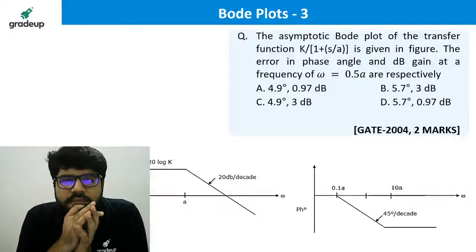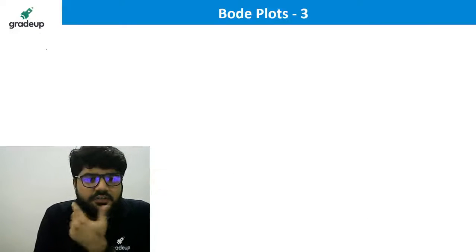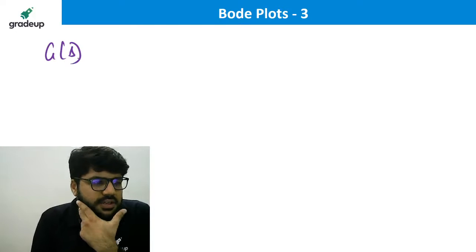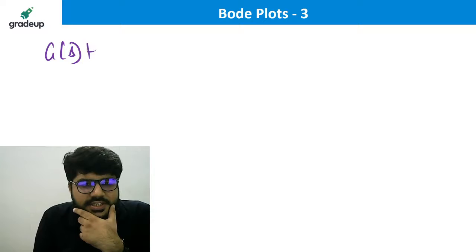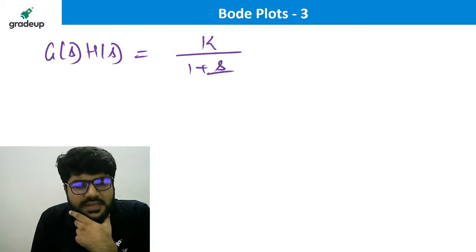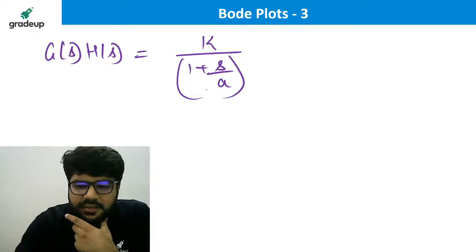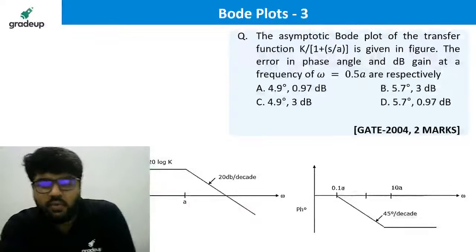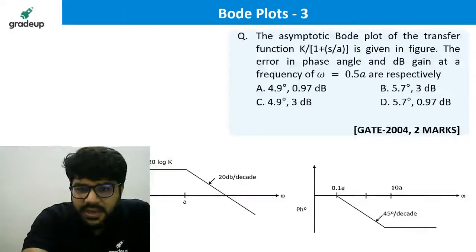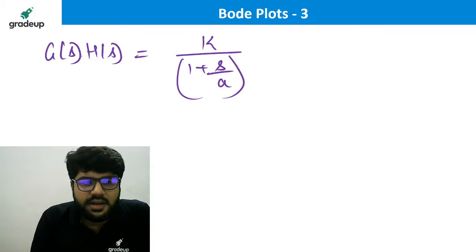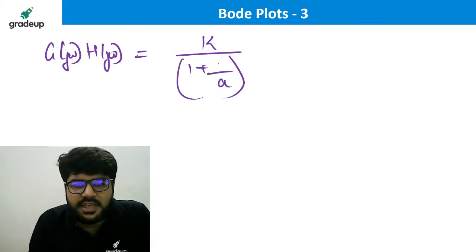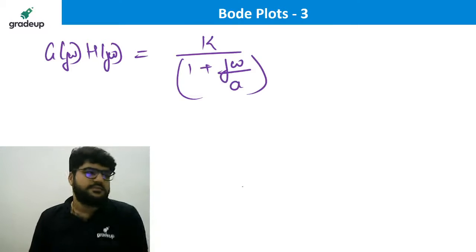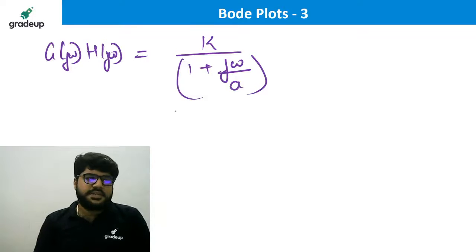So let us write down the transfer function first of all. The transfer function G(s)H(s) is given as K divided by 1 plus s by a. What is the error in the phase angle and dB gain at omega equal to 0.5a? First of all, let me write it in the frequency form directly. G(j omega)H(j omega) is K upon 1 plus j omega by a.